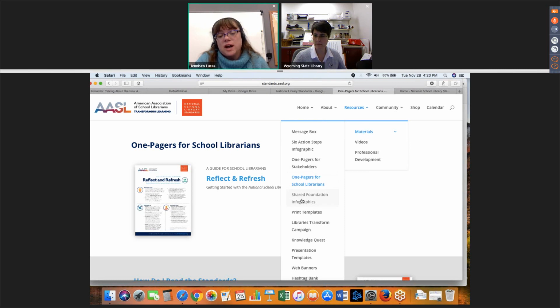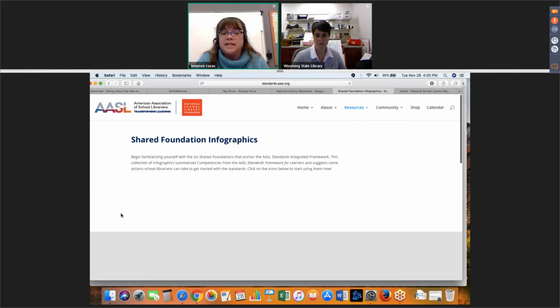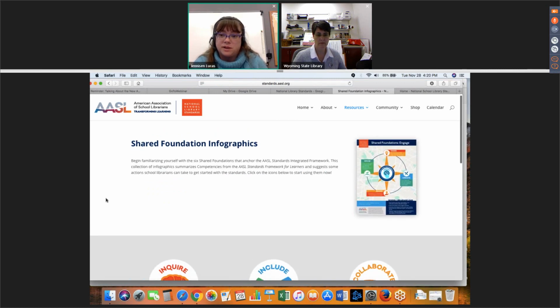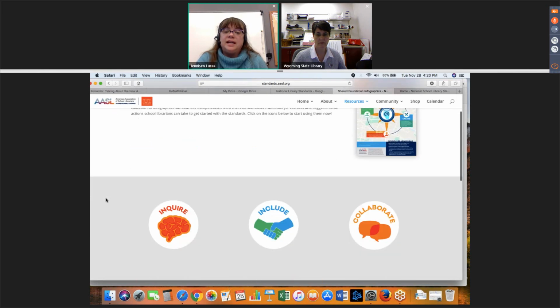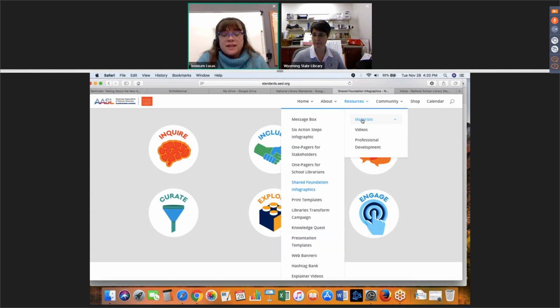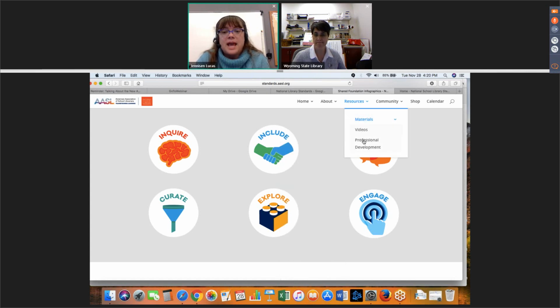The Shared Foundation infographics are the next one, and these were released before conference, so some of these you've probably seen before. There's an example of Engage right up there at the top, and each of these little circles will get you into the infographic for the others. As you can see, they now have links to Knowledge Quest. Knowledge Quest just right before this webinar had a blog post about Collaborate, I think. The implementation committee is still writing blog posts and doing lots of stuff to add to that.